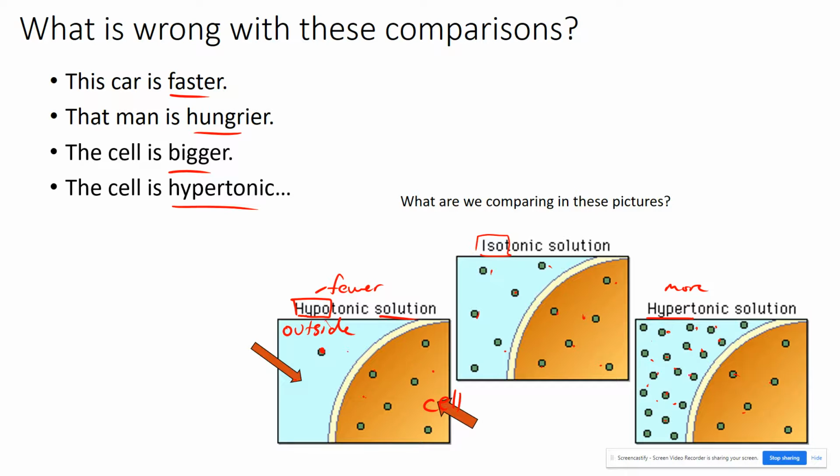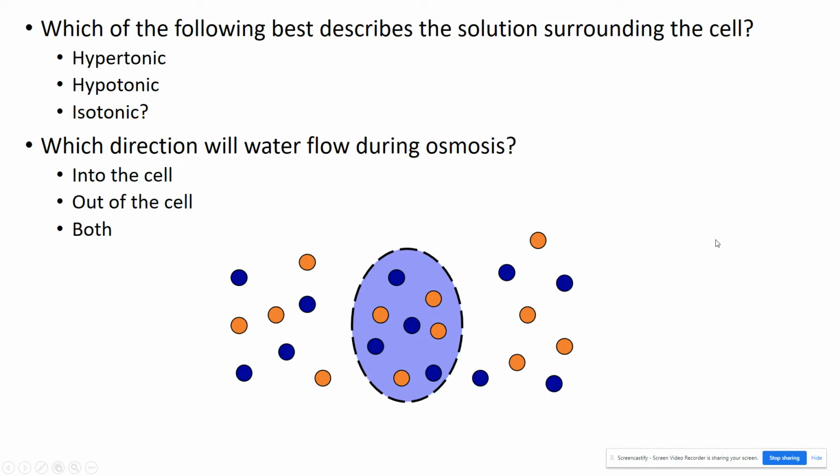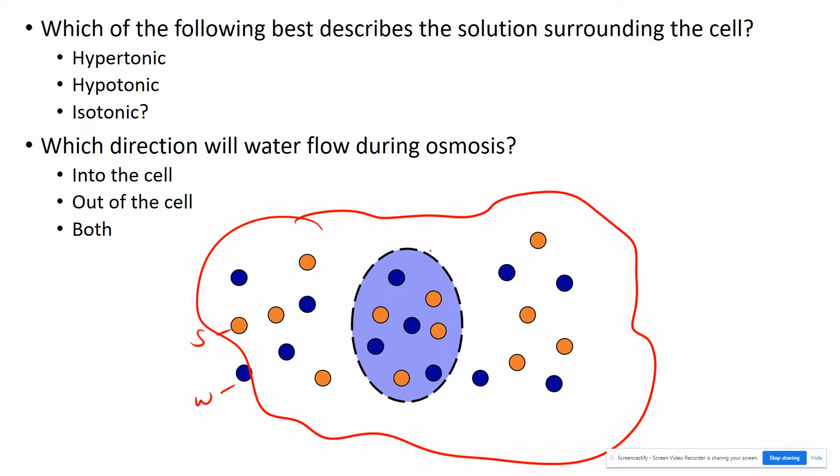But when we use these terms, we have to be comparing two things. Otherwise, the words don't work. All right. So let's go through some examples. I want you to look at this, and let's say these orange ones are sugar molecules and these ones are water molecules. It says, which of the following best describes the solution surrounding the cell? So we're talking about out here, not the cell. Okay, so the solution has, I would say, roughly the same number of solutes inside and outside. So we'll say that it is isotonic.